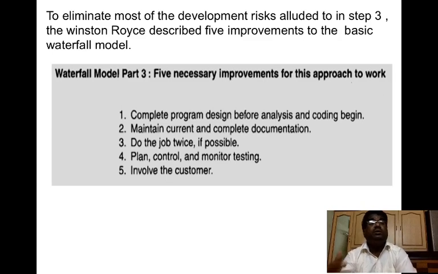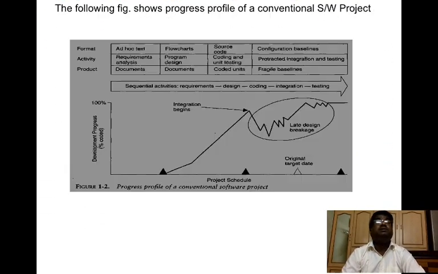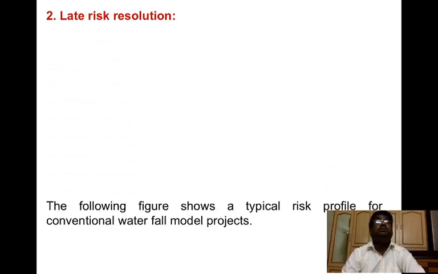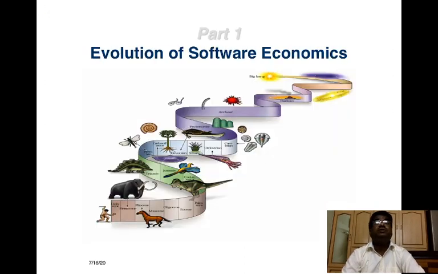In the university paper, this question has been given many times: explain the 5 necessary improvements for the waterfall model. Then you have to answer these 5 topics. And the waterfall model in practice: the drawbacks of the waterfall model, the 5 things again you have to explain. We already discussed this in the previous video lecture also. Just refer to that video lecture and you can understand.